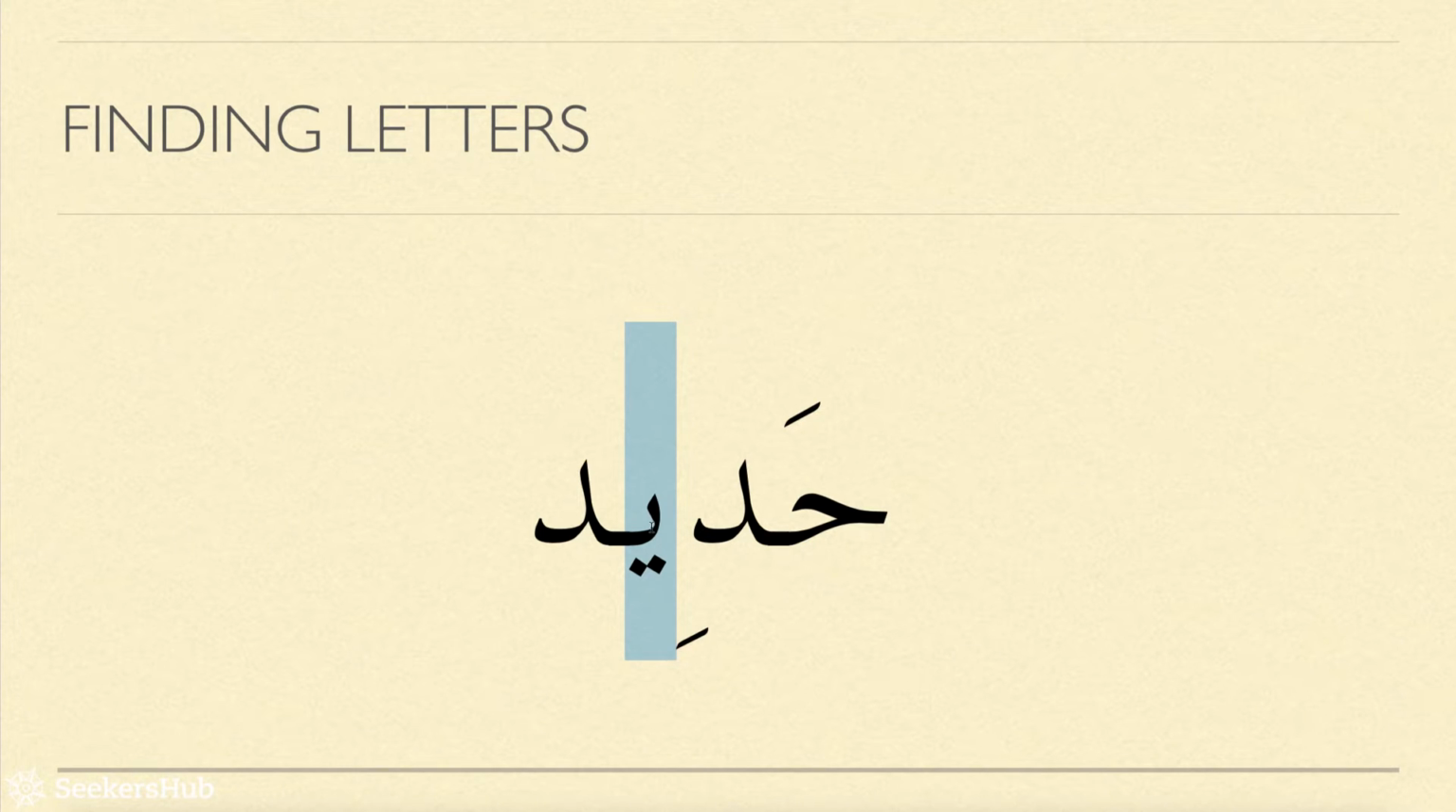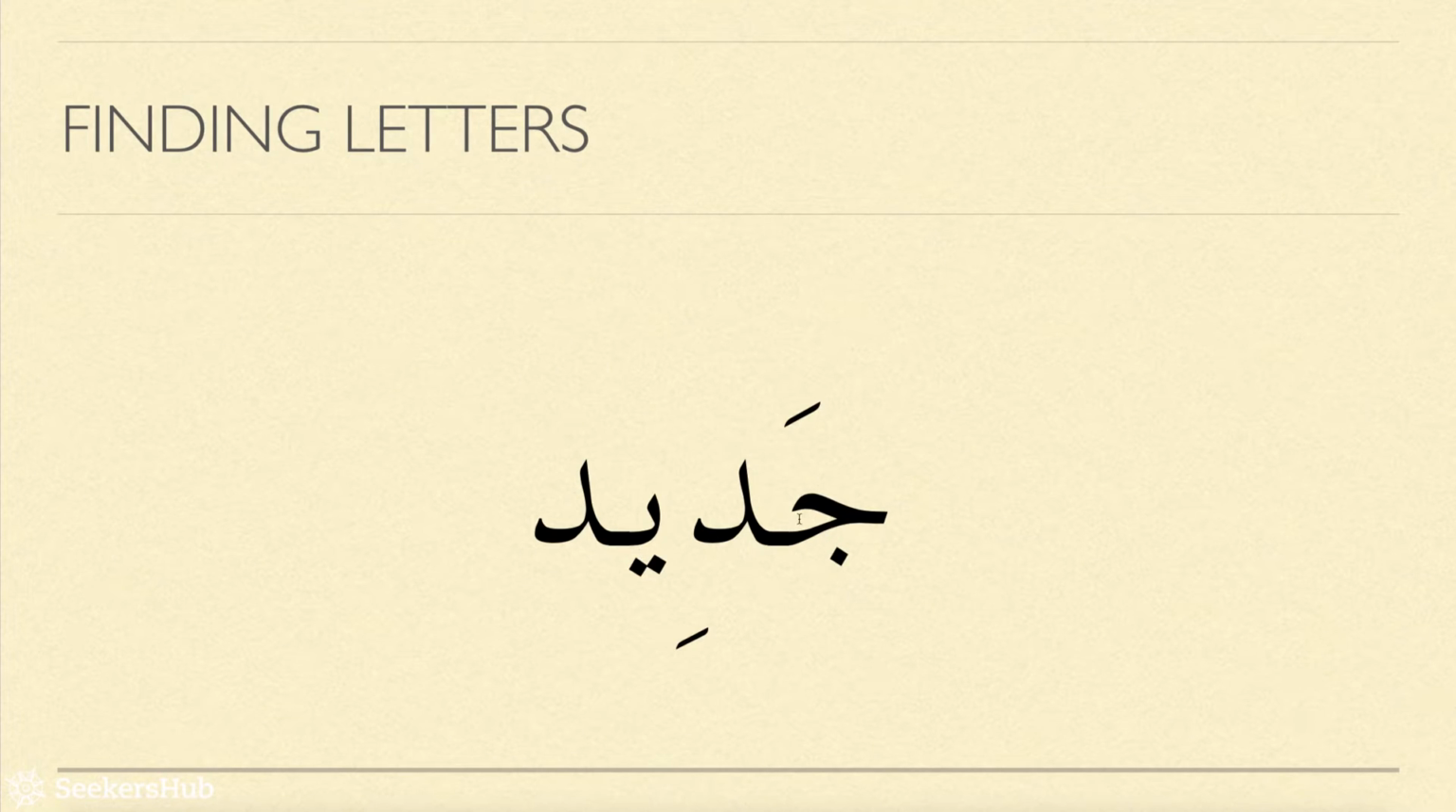So this is what? This is a ya. And the role of the ya here is to extend the kasra here. So to change it from hadi to hadi. And then we have the dal shape at the end. Hadid, which means iron. Also means sharp. Sharp as in eyesight, or sharp as in something's sharp. Hadid is iron.